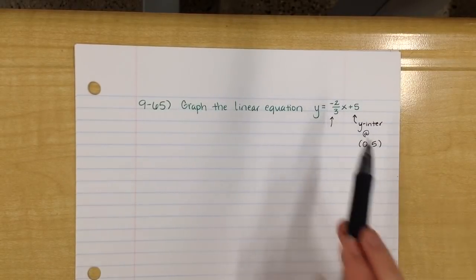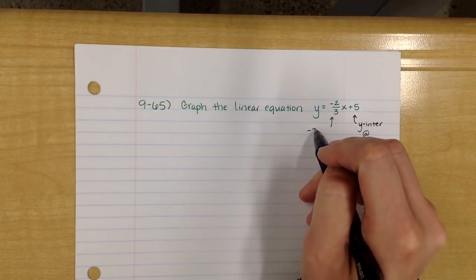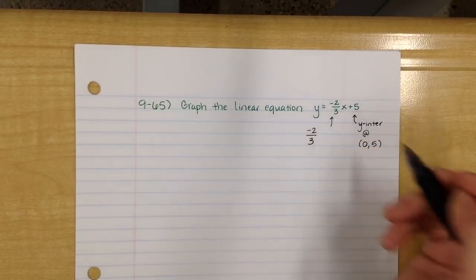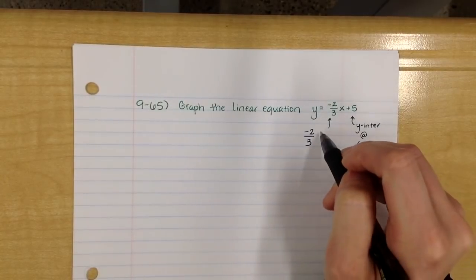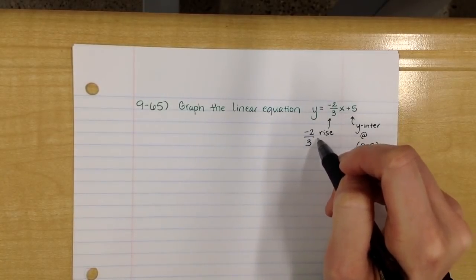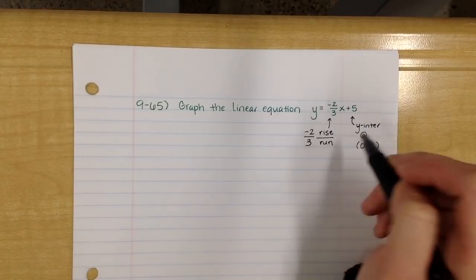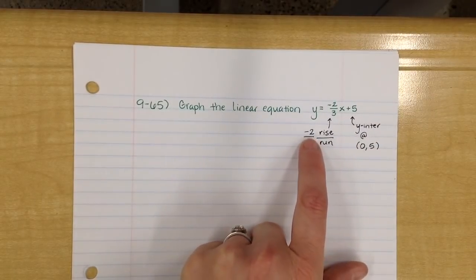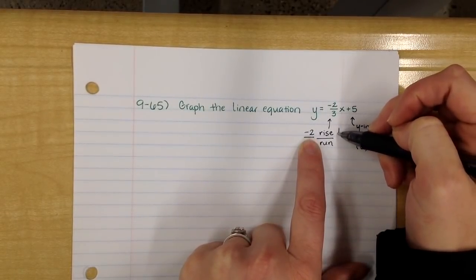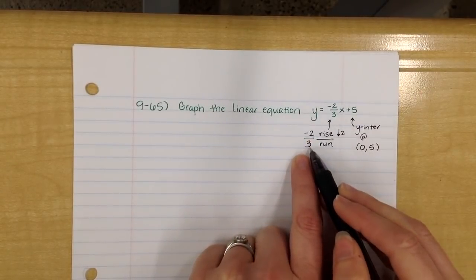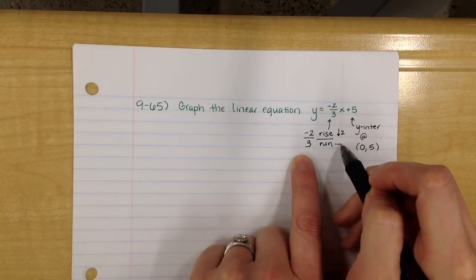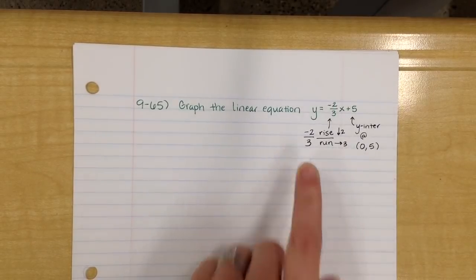In this case we have negative 2/3. We write that negative 2/3 always as a fraction. In this case it already is a fraction, which is helpful to us. And then we say rise over run. In this case we have a negative rise value, which means we're going to be rising down 2, and then a positive 3, which means we're going to be running to the right a positive 3.